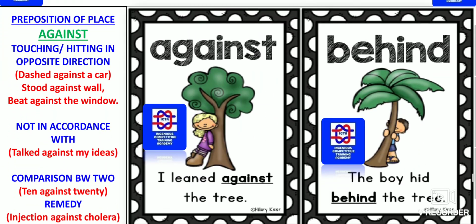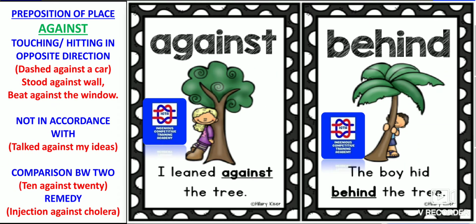Next we have the preposition of place, that is against. Against means touching or hitting in the opposite direction. So that is against. I leaned against the tree, obviously by touching the tree. Here we have dashed against a car. Stood against the wall, beat against the window. These are all a few things which are to be remembered.